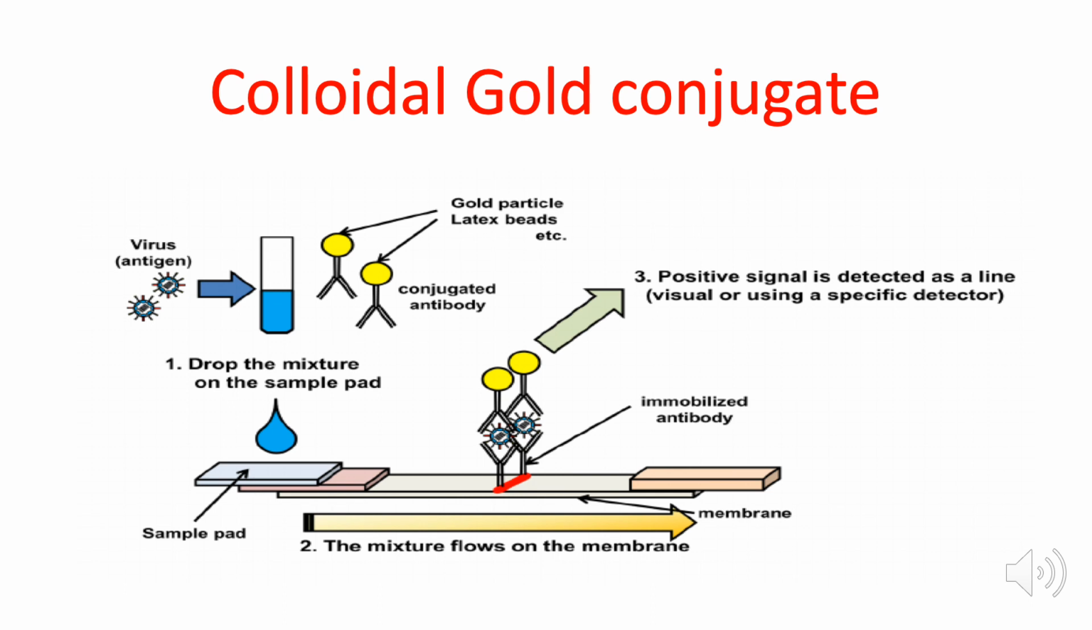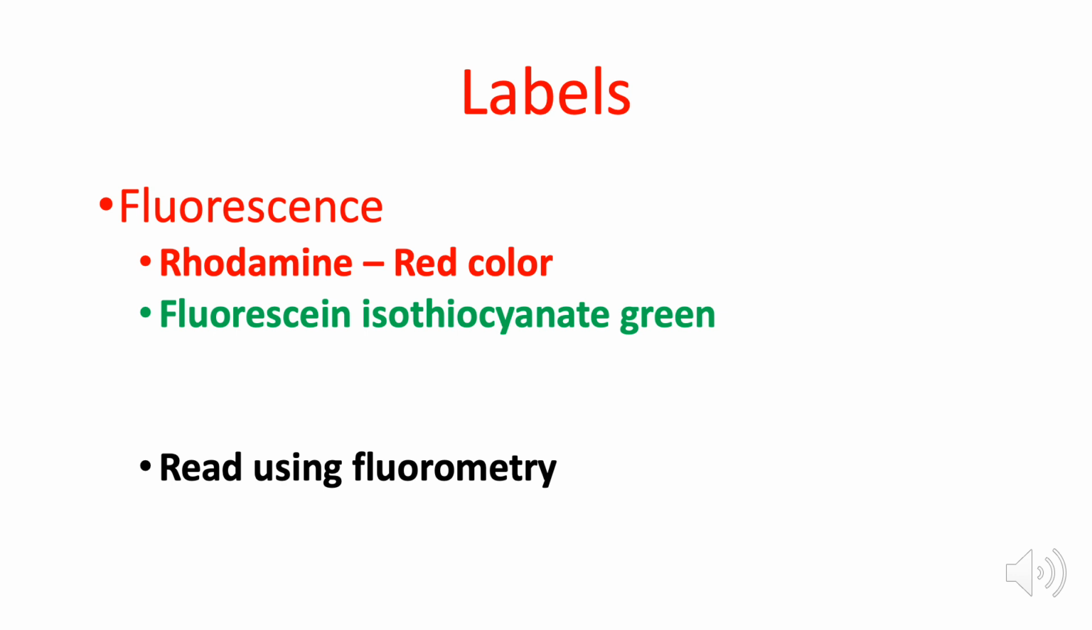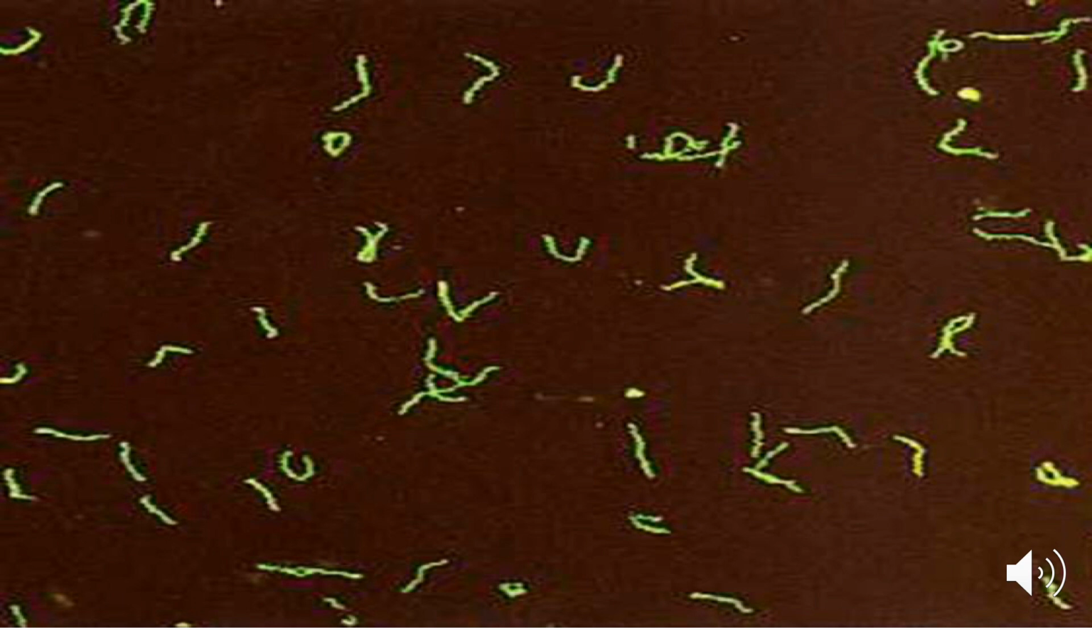In terms of immunofluorescence, we are actually utilizing two important dyes. One can produce red color, red rhodamine, and the other one can produce green color, and that's fluorescein isothiocyanate. Red rhodamine, green fluorescein isothiocyanate. So it is the fluorescein isothiocyanate that was used in the FTA-ABS treponemal test for syphilis.